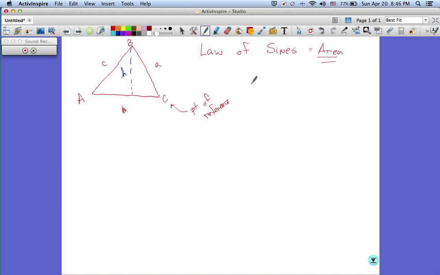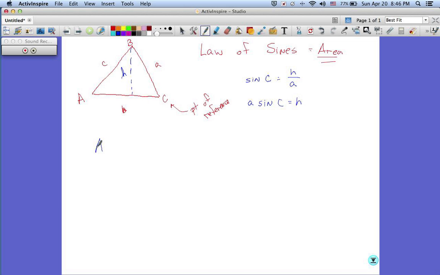So if I'm talking opposite and adjacent, that is the T in SOHCAHTOA. I have opposite and hypotenuse, that is the S. So sine of C is opposite over hypotenuse. In other words, A sine of C is my height. Likewise, if I wanted to, and this is where the law of cosines takes over, I could find this by using the cosine, the adjacent and the hypotenuse. But I've gone far enough here as far as area is concerned.